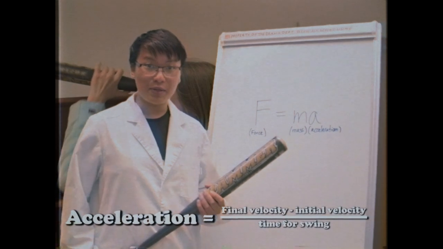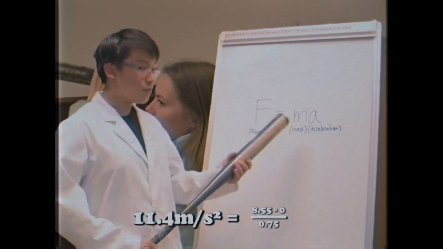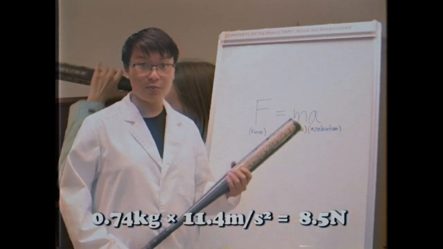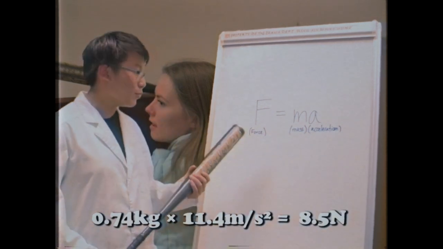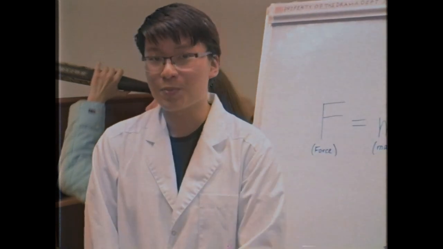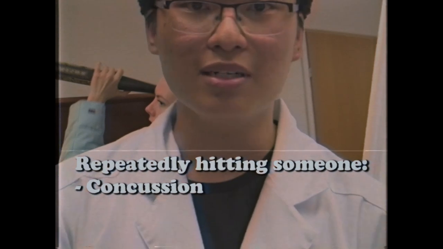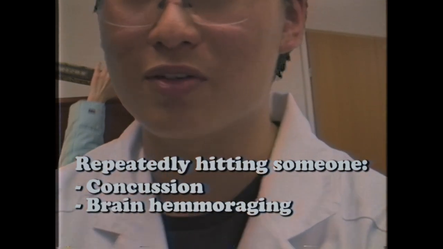In our trials, we found out that this bat can swing at 11.4 meters per second squared. So, the acceleration times it with its mass of 0.74 kilograms will give us 8.5 newtons of force per hit. Now, that may not sound like a lot of force per hit, but repeated over and over again, that can cause concussion and brain hemorrhaging, which could lead to eventual death for these pesky little zombies.